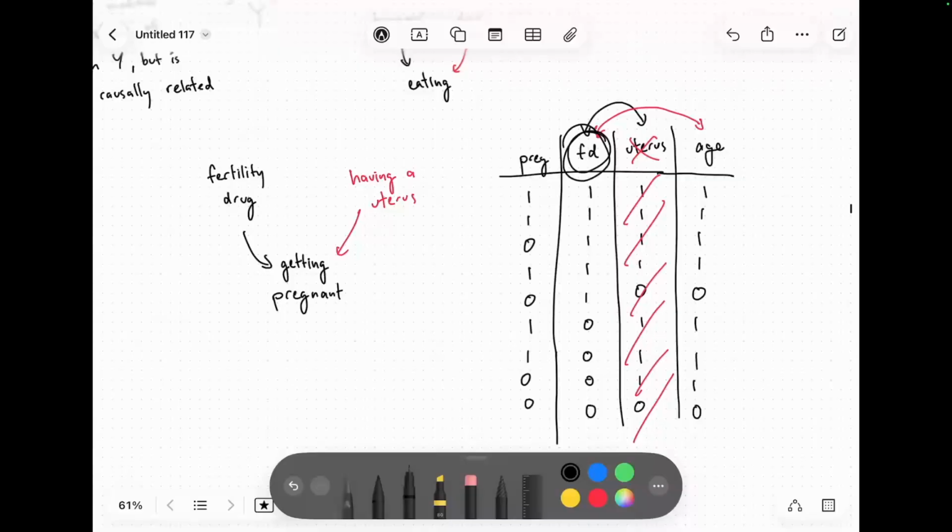Yeah. In this example, people can choose to take fertility drugs because of age to enhance their chances of pregnancy. Yeah. But it's not about the choice, right? It's about whether or not the fertility drug directly causes you to become pregnant or not. Yeah. Okay.